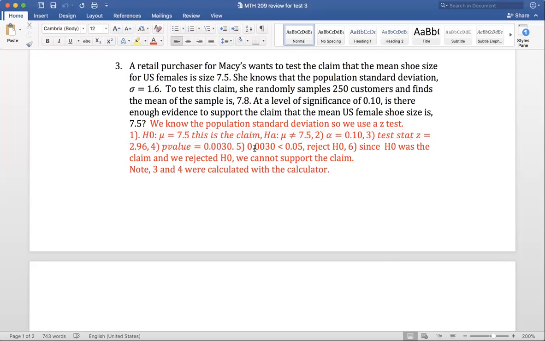So for 5, we're comparing the p-value again with the level of significance, to see how it compares. Since the p-value is smaller than the level of significance, we are going to reject H0. Since the claim was H0, that means we cannot support the claim that the mean shoe size was 7.5.